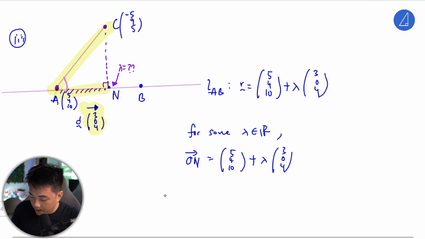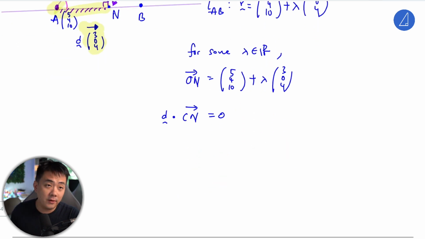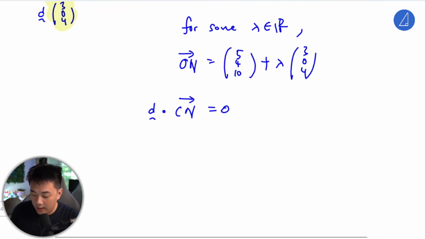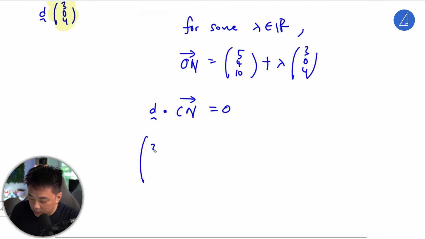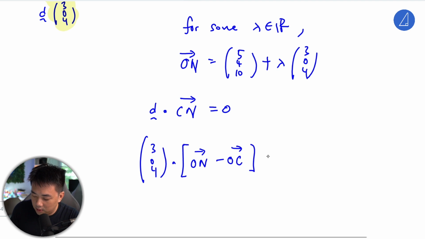So we know that d dot CN will give us 0. This would then give us an equation to solve for lambda, which is the thing that we need to find in order to find ON, right? In this case, d will just be (3, 0, 4). Then CN will be ON minus OC. I think this is not too bad.